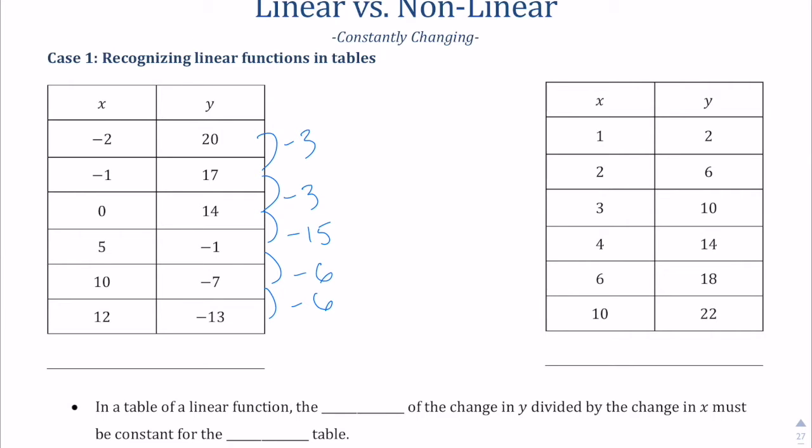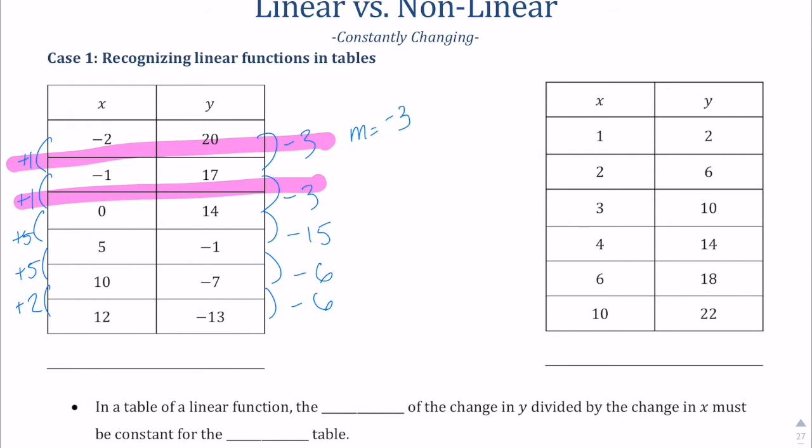We have to go ahead and look at how x is changing. So here we went up 1. Here we went up 5 again, and then up 2. All right, so when we're comparing this, we need to compare across. So the -3 over 1, that would be a slope of -3. And then we can compare the next one. All right, still a slope of -3. If we come to here, we have -15 over 5. Well, that's -3. But let's keep going.